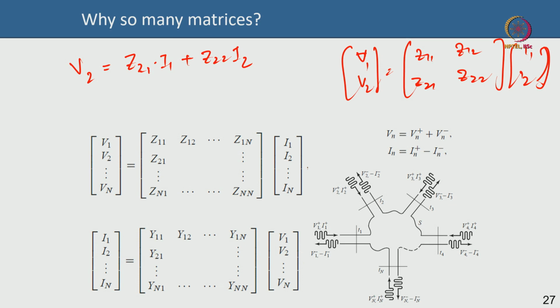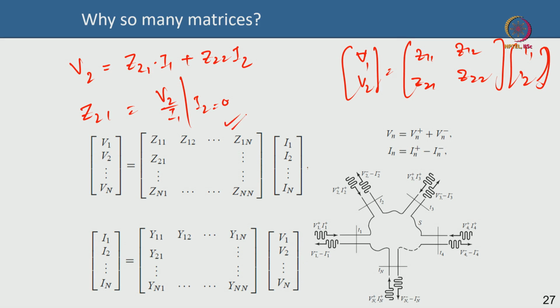If I want to find Z21 for instance, that will be V2 by I1 when I2 equal to 0. So it seems that we have to keep a particular port open, either the output port or the input port, to get different parameters. That is one way of finding the Z parameters. This is the impedance matrix.